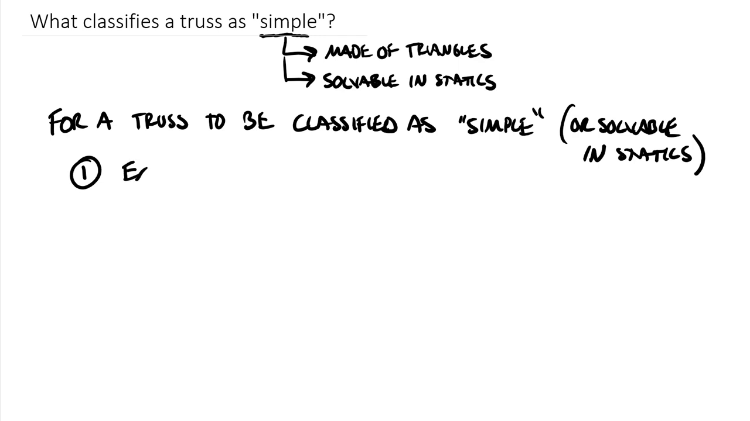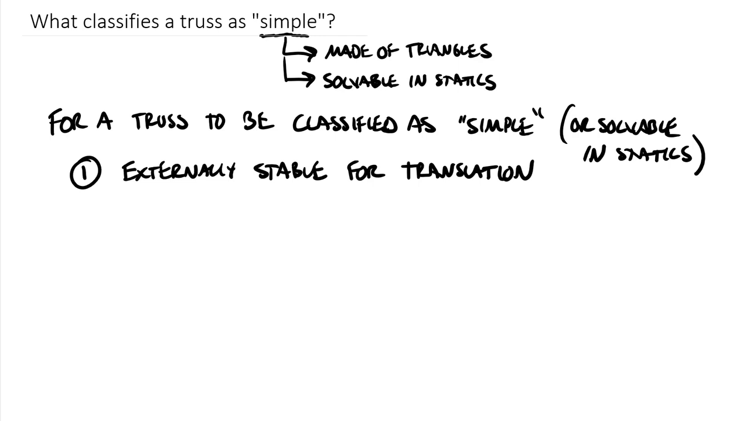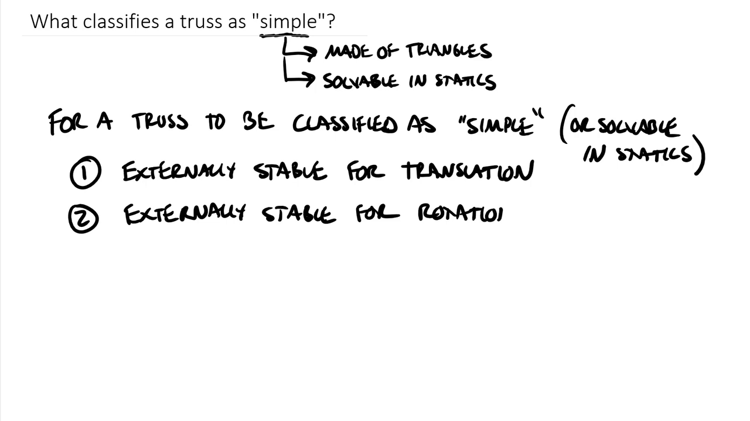It needs to be externally stable for translation. So just like rigid bodies, essentially we don't want parallel supports. Okay. Number two, it needs to be externally stable for rotation. And this is based upon the intersection of the lines of action. Remember, we don't want one single point of intersection for those lines of action of the support components.